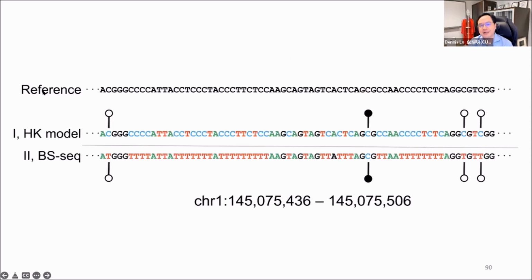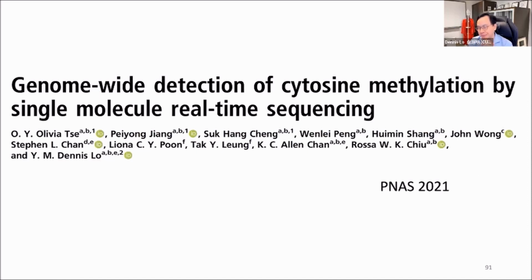And furthermore, let's say on top here is the reference human genome, in the middle is the HK model readout, and at the bottom is bisulfite sequencing. Now, when you do bisulfite sequencing and you see a T, you actually never know before you look at the reference human genome. You don't know whether this T is from the reference human genome, or whether the reference genome is a C, which is unmethylated, which then got converted into a T. So you don't know that. However, with the HK model, I can just read. I see this is a C, which is unmethylated. So much more direct and intuitive. So this work was just published early last year.